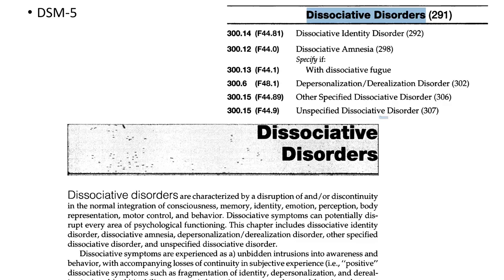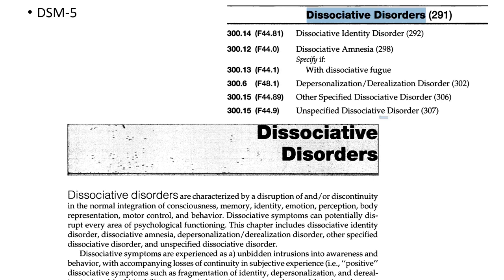And then if you can't fit a given patient into a certain type, then you have other specified dissociative disorder that you can use, or you can use unspecified dissociative disorder, those terms. So basically, you have DID, dissociative amnesia, and depersonalization categories, and then you have some extra categories as well.